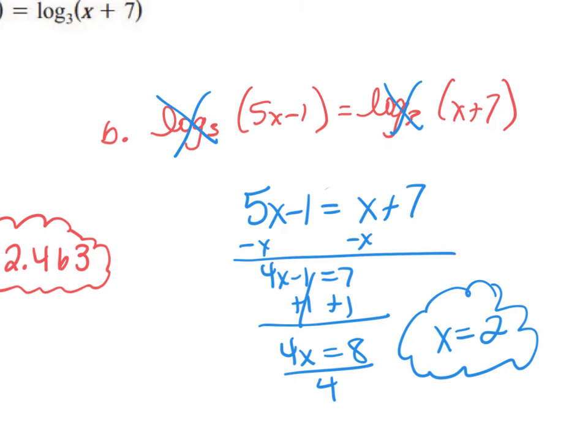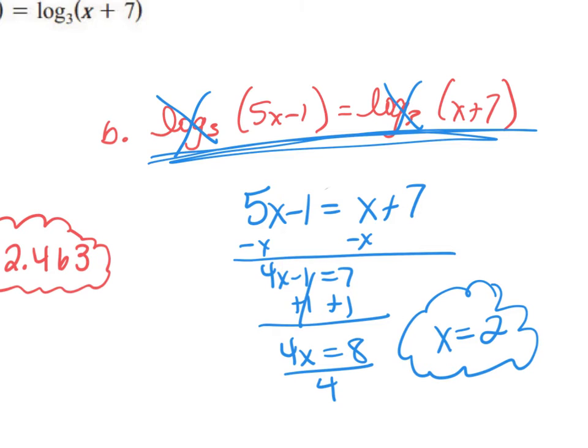Now, this is the first problem. Look, this is important. The first problem that we've started off with logs like this. In your calculator right now, if you hit log of negative 2, natural log of negative 7, your calculator is going to say error. You cannot take the log of a negative number.